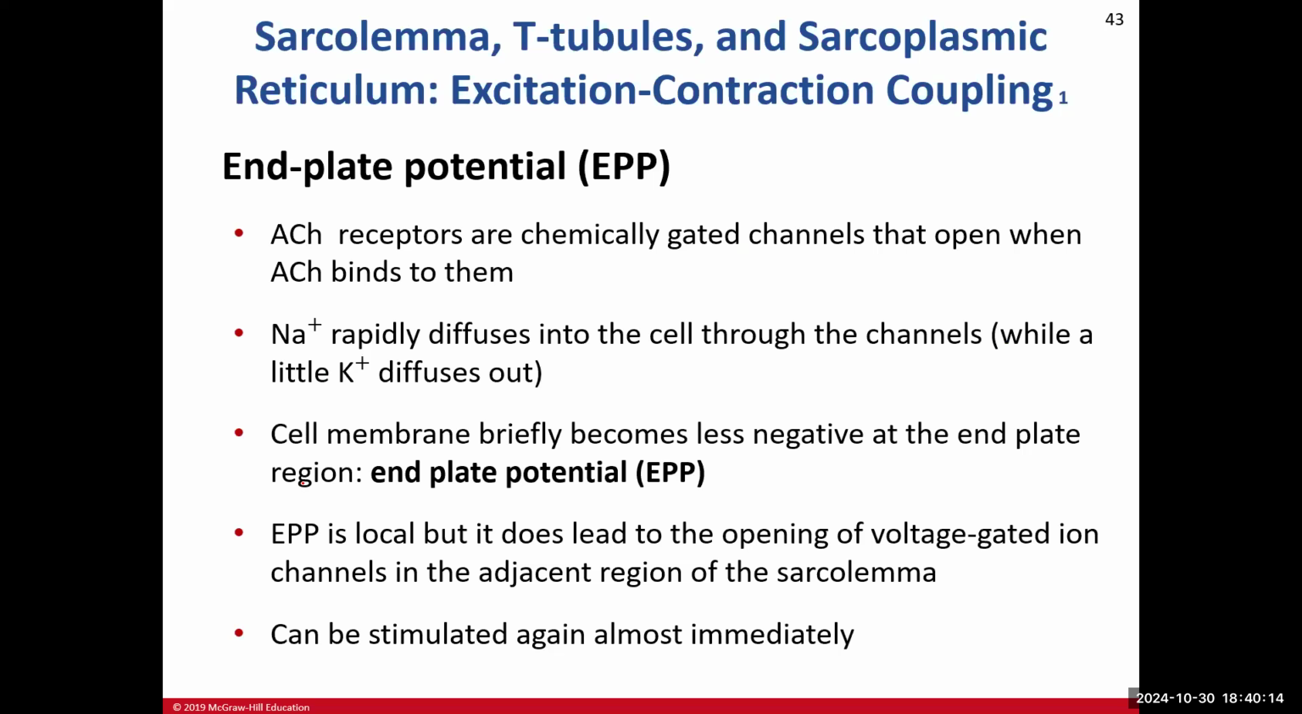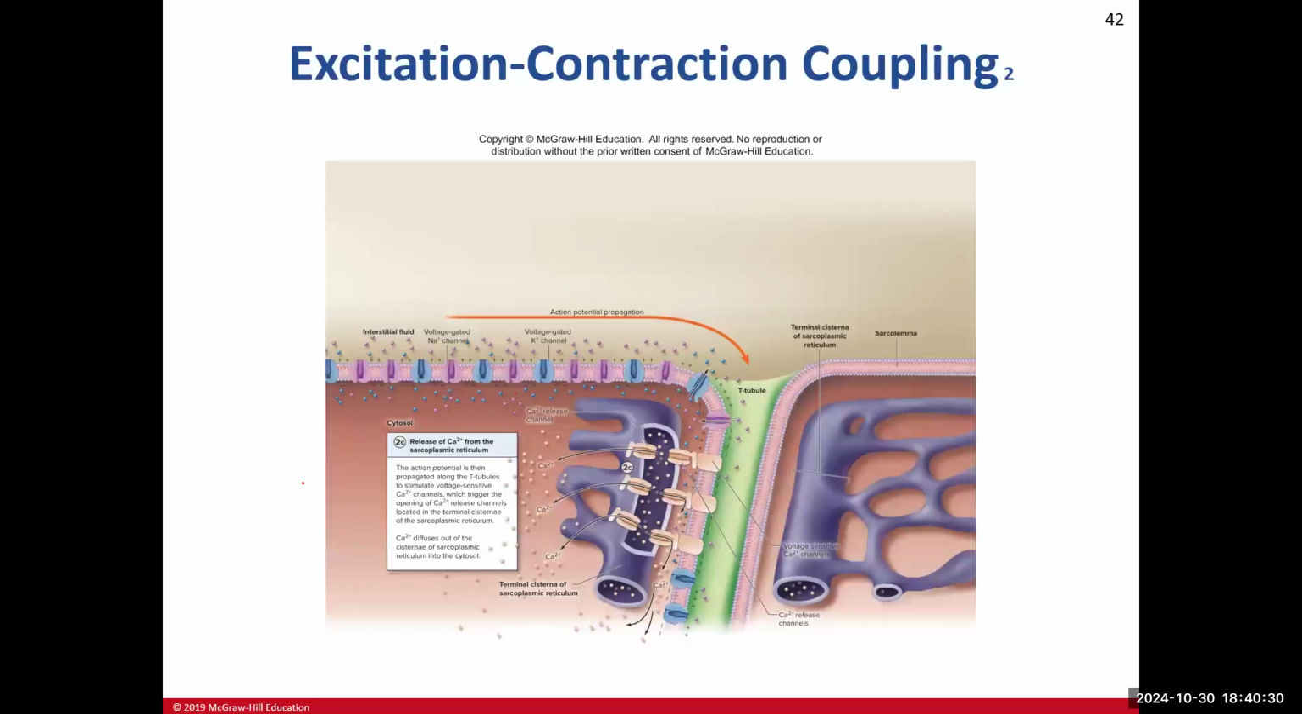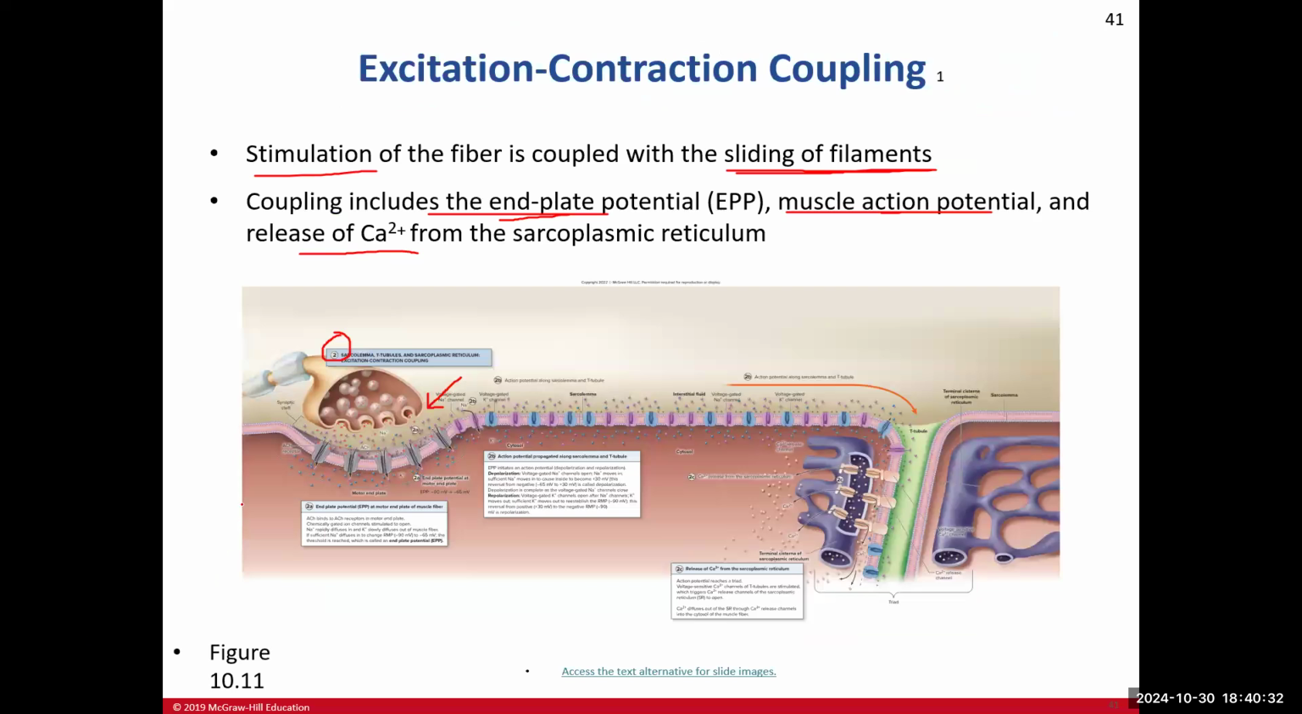Well, I told you what the end plate was. The end plate is that region of the muscle cell that the synaptic knob kind of hovers over. And it has all of those chemically gated cation channels for sodium and potassium. If you're not quite sure, I'll show you a picture. This is it over here. This is the end plate right there.